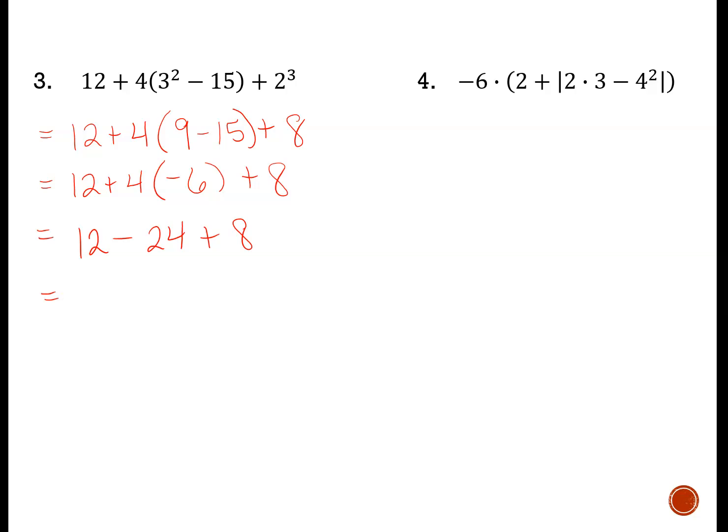So now here we are down to just addition and subtraction. So you could do the 12 minus 24 first and work left to right. Usually students are more successful when they go ahead and do it that way. So let's do that. 12 minus 24 is negative 12. And then drop down the plus 8. And then we're going to do negative 12 plus 8. Signs are different, so we subtract and take the sign of the larger. So negative 4 is our final answer there.